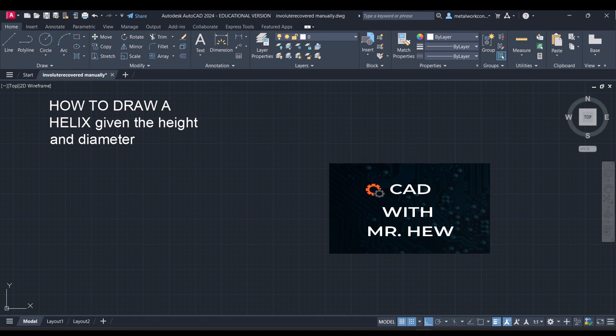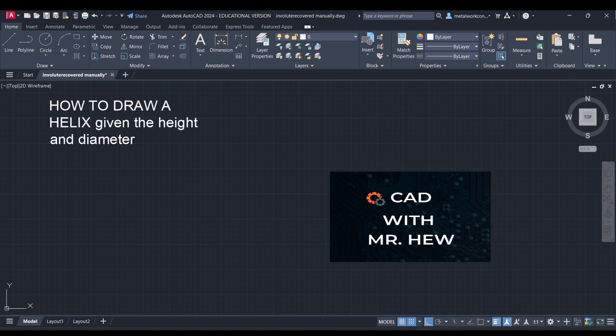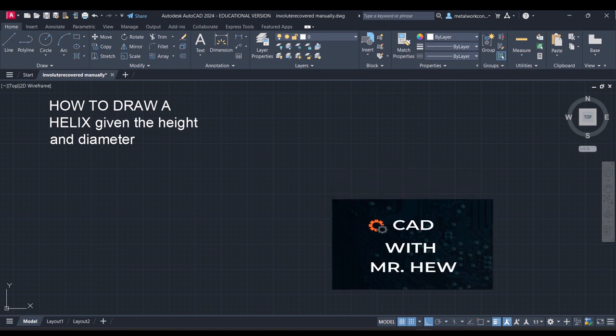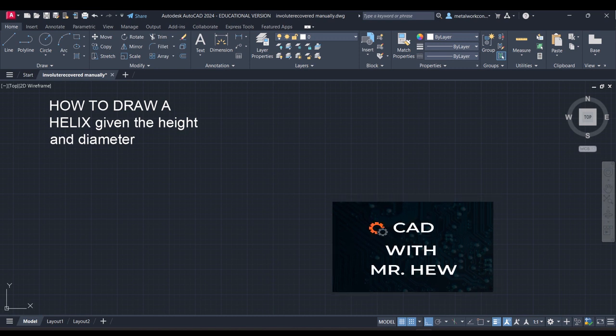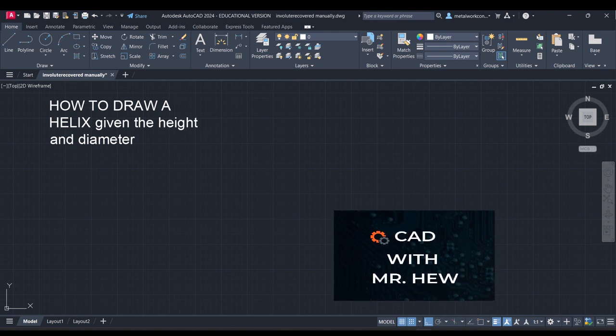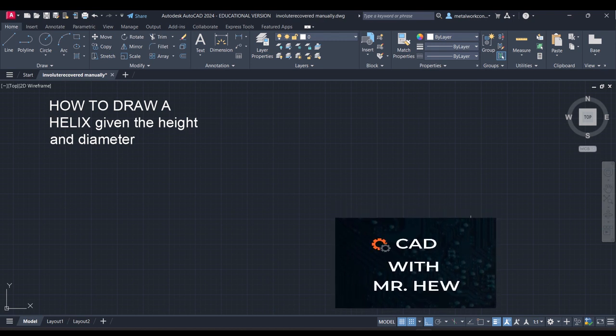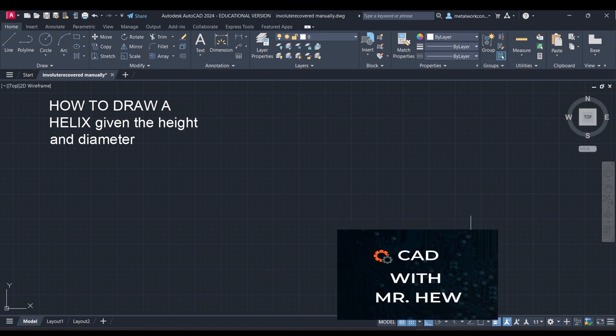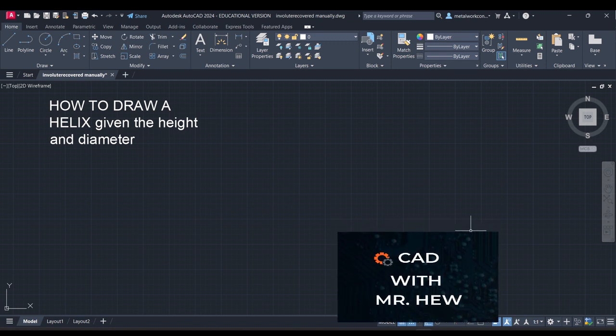So in today's video, we will be looking at how to construct a helix given the height and the diameter, right? The height would be for the front elevation and the diameter would also give you the width for the front elevation, and the plan would be a circle, so the diameter would give us the size of the plan. Is that okay? Good. I hope you're following so far.